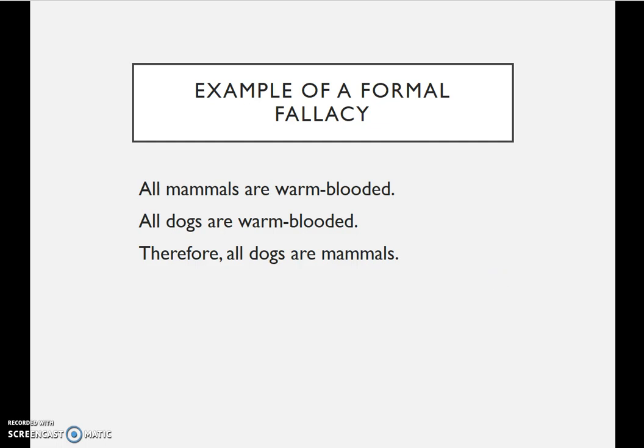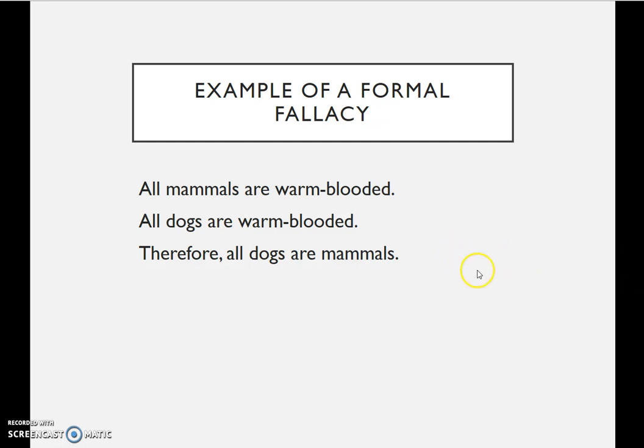All mammals are warm-blooded, all dogs are warm-blooded, therefore all dogs are mammals. Here there's nothing wrong with the statements. The statements are all true, but they are arranged according to a structure that makes the argument invalid. Let's see how that is.